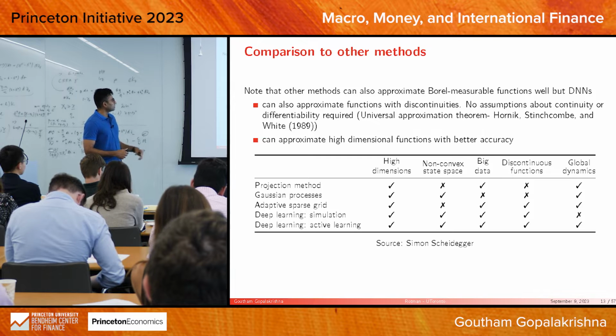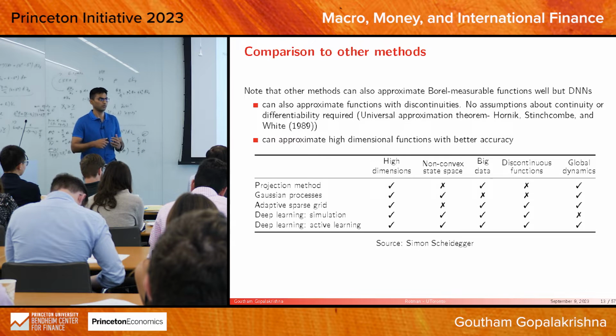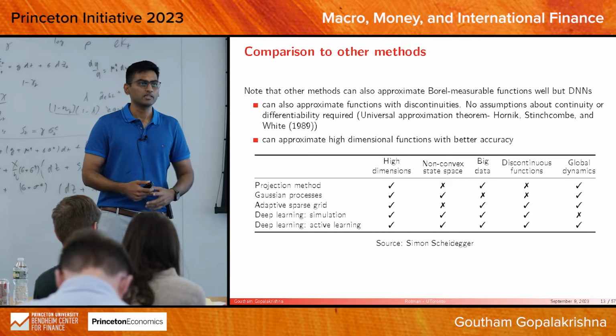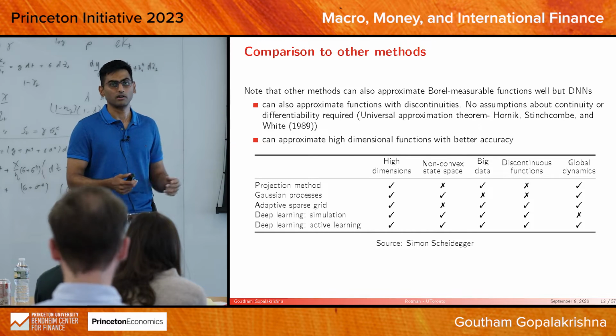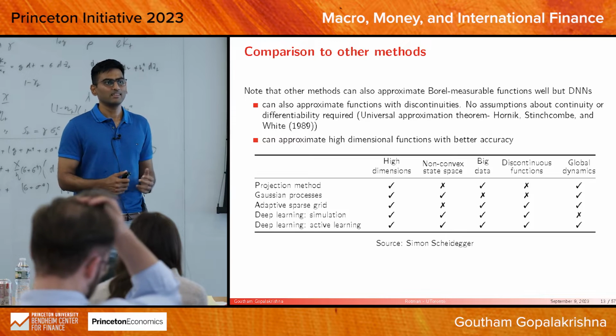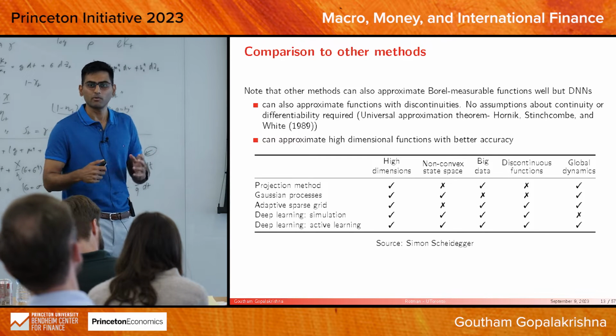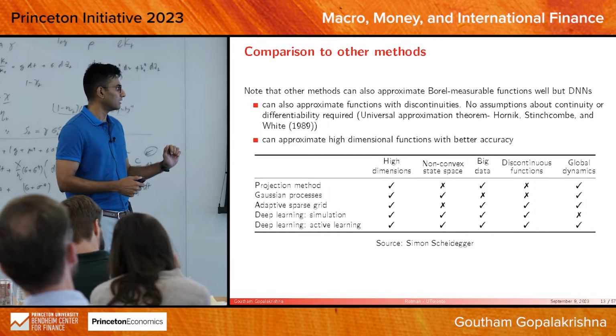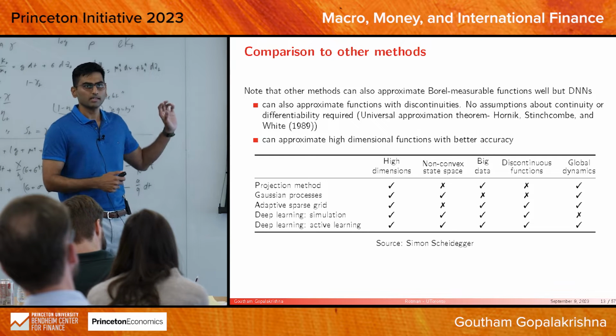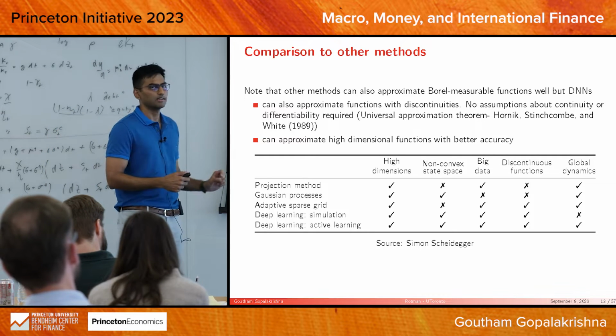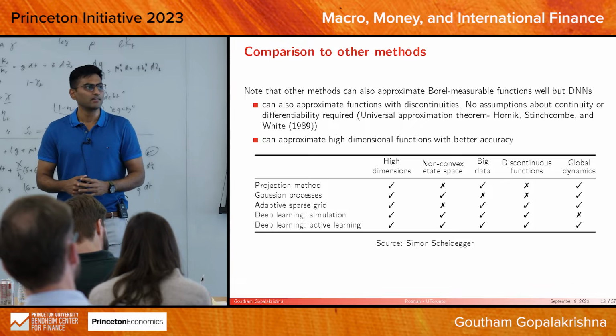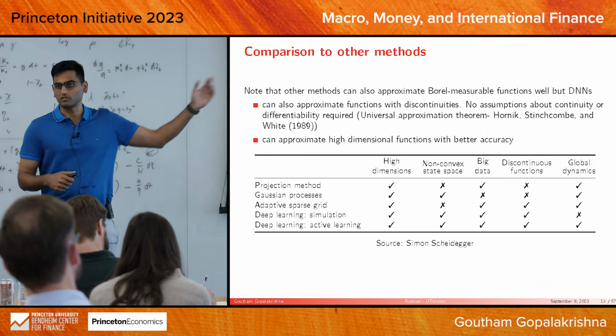There are 2 alternative deep learning-based methods. One is based on simulation. You can just simulate for the ergodic density, draw training points from there, and feed them into the neural network. But it has some limitations. If you want to solve for global dynamics where some constraints are binding far away from steady state, then it becomes problematic to use that method. So I'll mostly focus in the second half on active learning-based deep learning, which pretty much ticks all the boxes that you see.